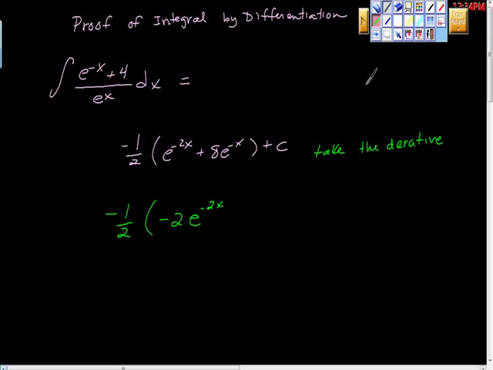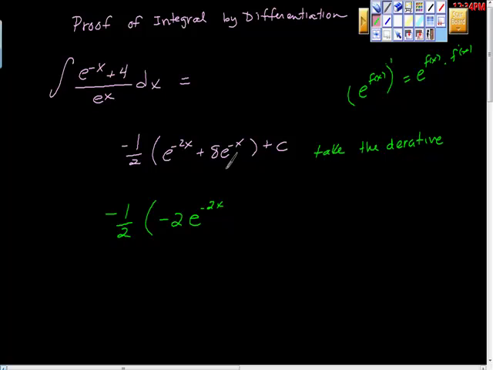How do I know that? Because we know that the first derivative of e to the f of x is e to the f of x times f prime of x. So here's this piece right here is my e to the f of x, and then the derivative of negative 2x is this negative 2. So there's that derivative. Is that okay?